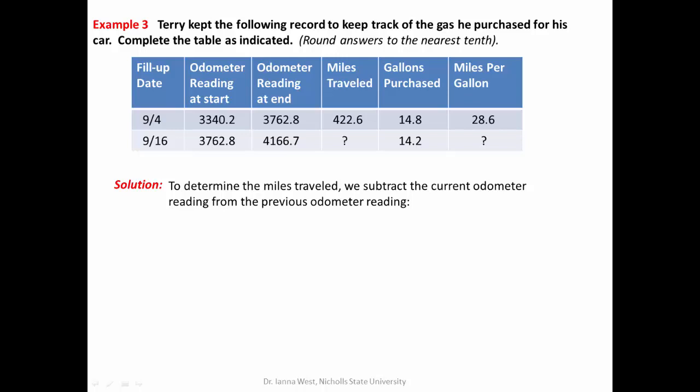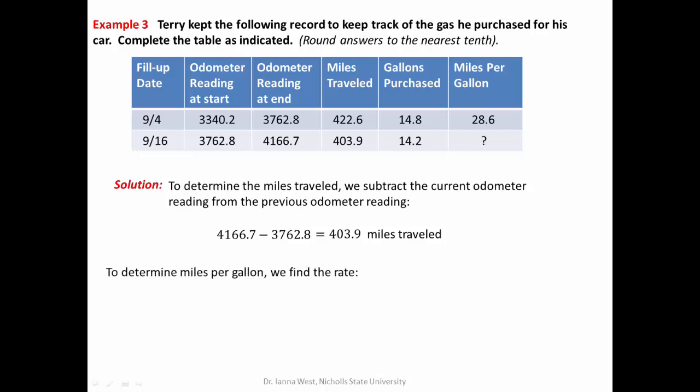So we must subtract the previous reading from the current reading on the odometer, which is 4,166.7 minus 3,762.8. When we perform the subtraction, we determine that he traveled 403.9 miles since his last fill up. So we will fill in miles traveled on the table with 403.9.